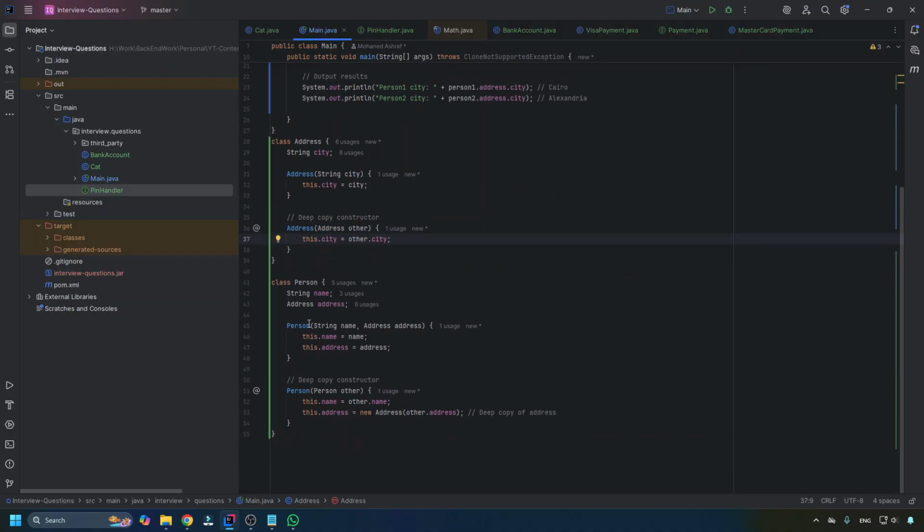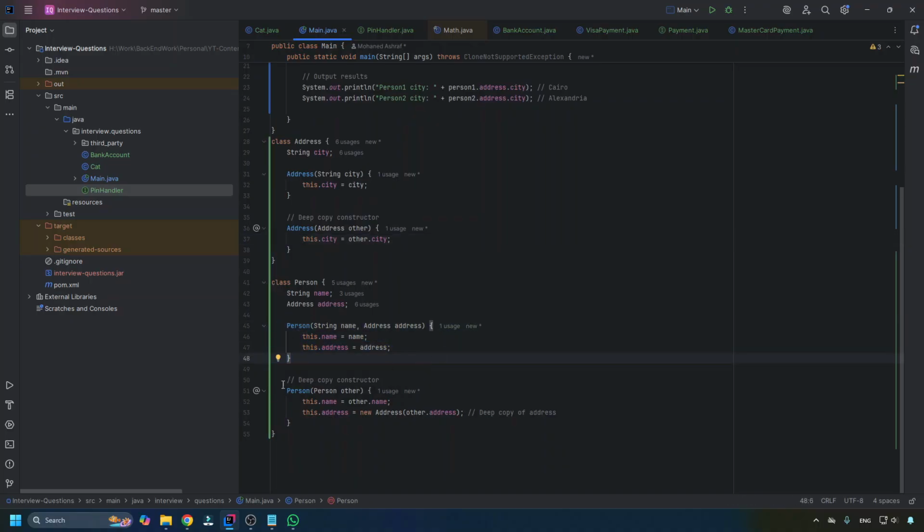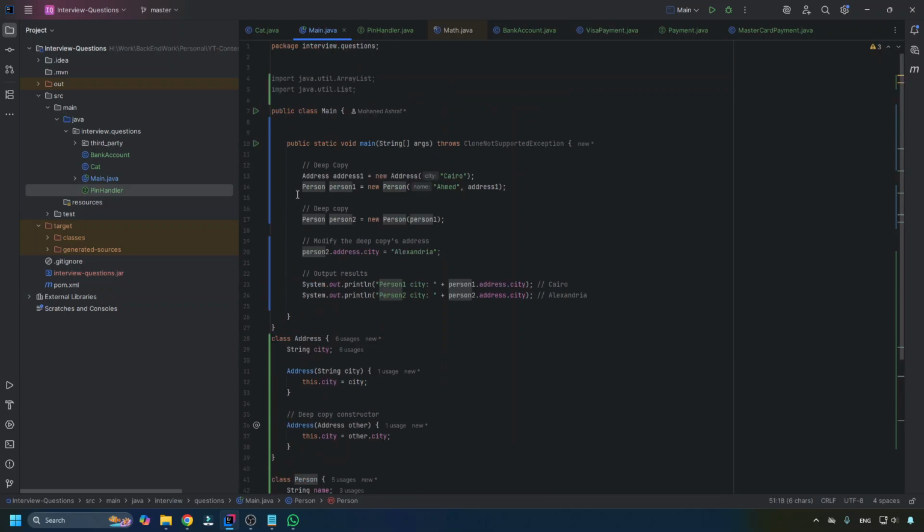So for Person we also have the same. We have a constructor for name and address, and the other one is for deep copying, which is basically a copy constructor for Person.